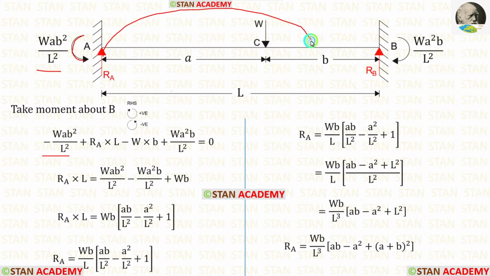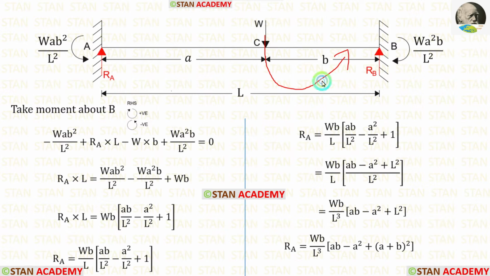RA is acting towards the point B in the clockwise direction, so it will be positive and the distance is L. The point load is acting towards the point B in the anticlockwise direction, so it will be negative and the distance is B. MB is acting in the clockwise direction, so it will be positive. Let us take these three terms on the right side. Then let us take WB outside. Then let us take this L on the right side, it will come in the denominator.